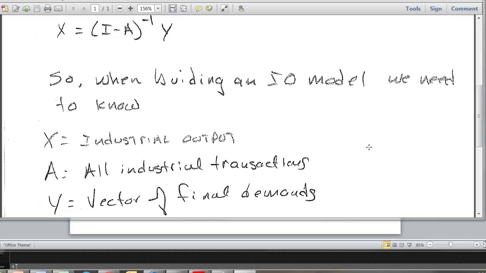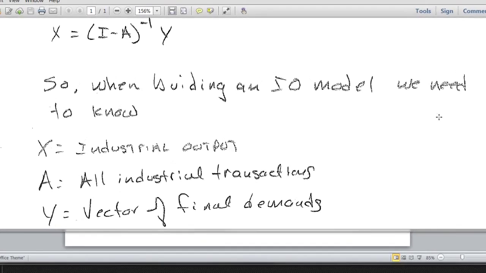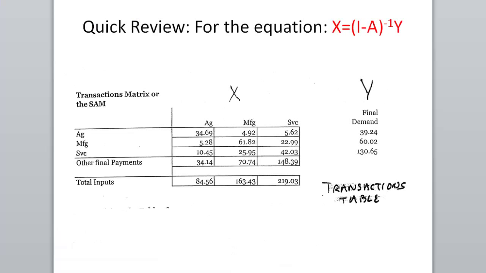To recap then, when building an input-output model, we need to know all our industrial output, all industrial transactions, and we need y, this vector of final demands. And if we have that information, we can build an input-output model. So let's look at this in practice.